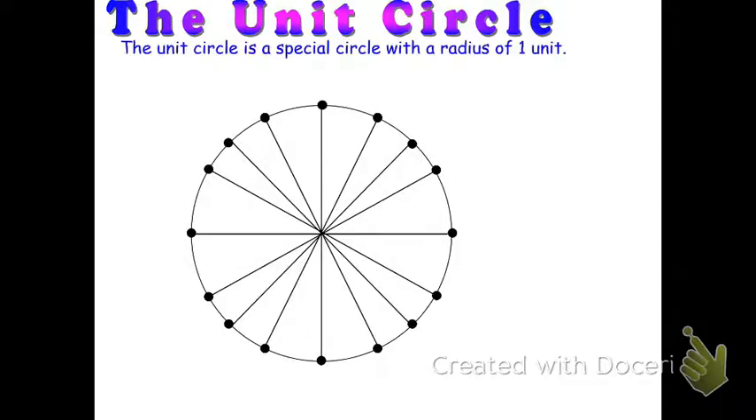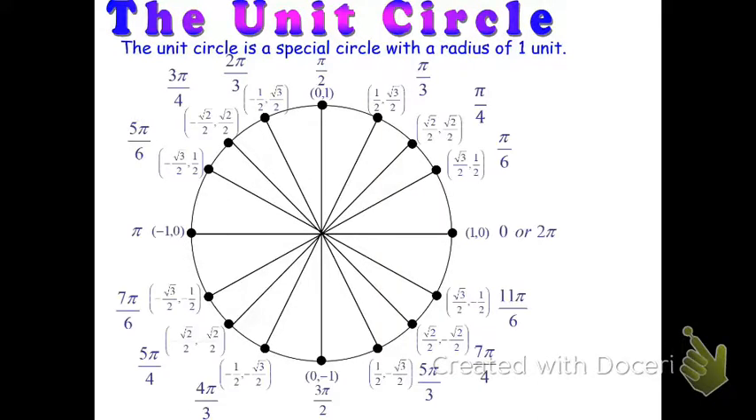Now keep in mind that the unit circle is a special circle with a radius of 1 unit. Once we filled it in radians, we got this. And this now marks the position of all the common angles along with what those angle values are. The positions will have the coordinates, for instance, root 3 over 2, 1/2, root 2 over 2, root 2 over 2, and so on as we move across the circle.